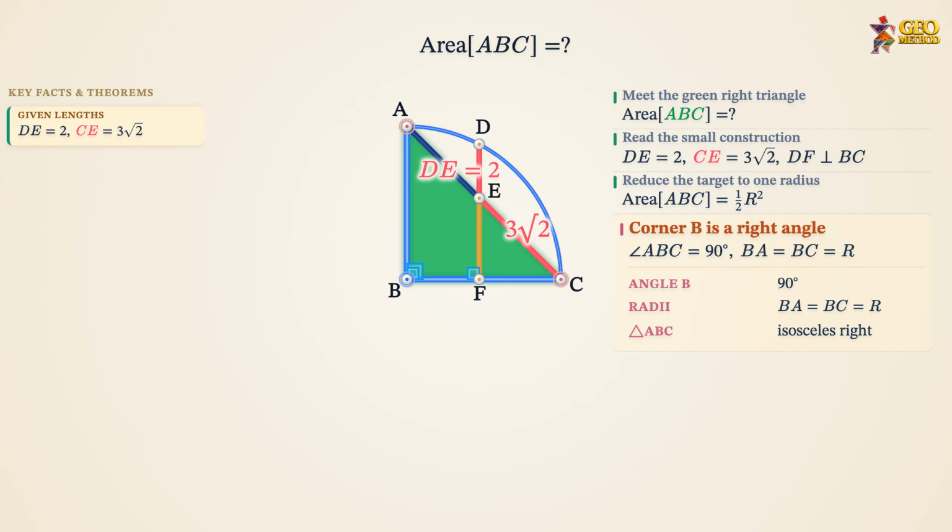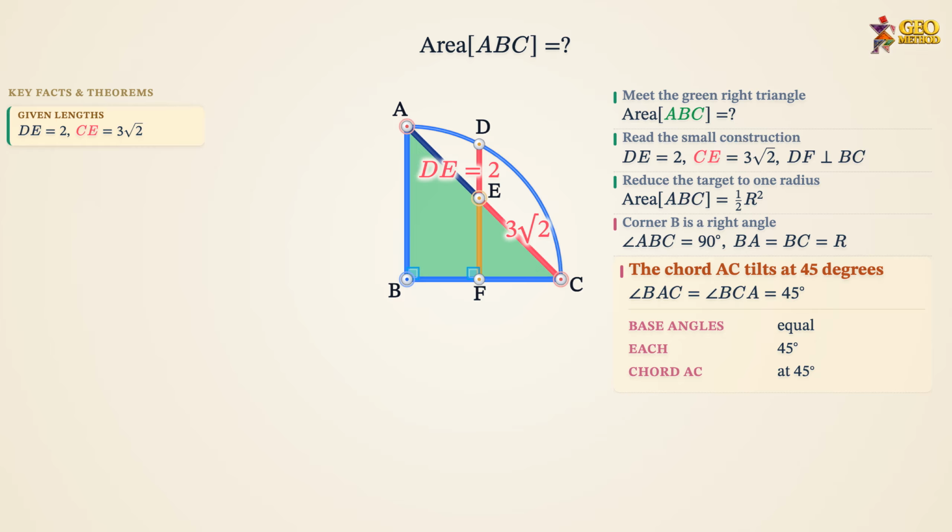Corner B is a right angle, and the two straight sides, segment BA and segment BC, are both radii of the quarter circle, so they are equal. That makes triangle ABC an isosceles right triangle, which fixes its other two angles. The two base angles are equal and share the remaining 90 degrees, so each is 45 degrees. That means the chord AC runs at a clean 45-degree tilt.